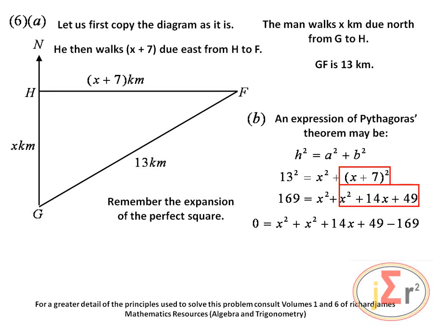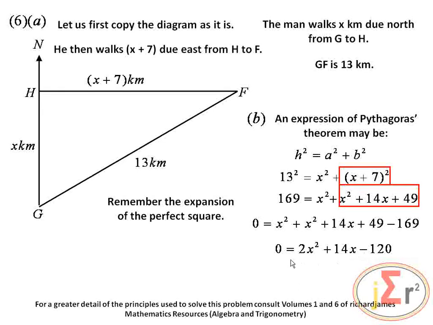We are going to transfer the entire expression on the right hand side. So we have this 169 transposed as a negative 169 on the right hand side. And of course we are going to put the x squares together. x squared plus x squared is 2x squared, and of course we are going to put these constants together also. 49 minus 169. See what we get? 2x squared, 14x, 49 minus 169 is negative 120.